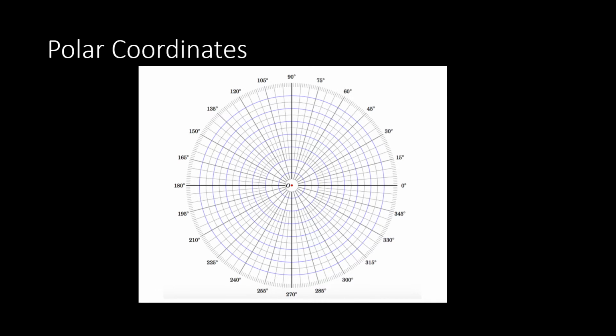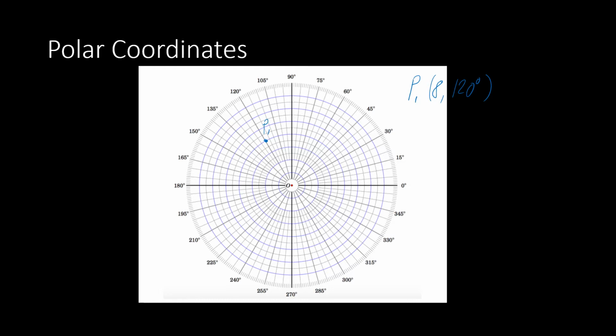We can start with, say, P1. The coordinates are (8, 120 degrees). So, we can start with the radius distance of 8 units on the polar axis. That will be 2, 4, 6, and 8. And then we turn around in a counterclockwise direction 120 degrees. So this is supposed to be the point. That is the location of point P1.